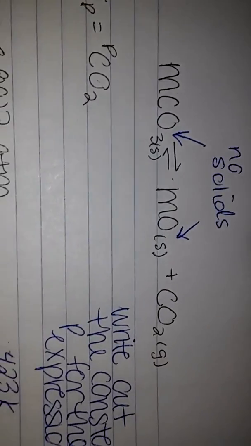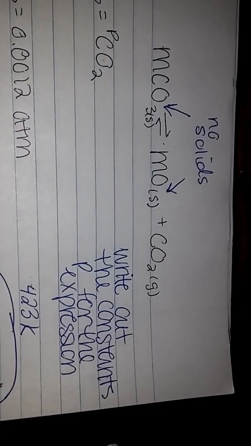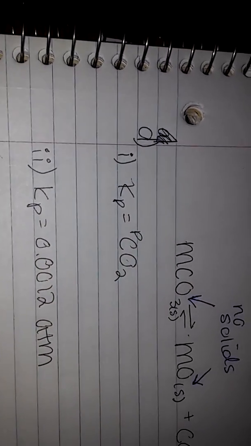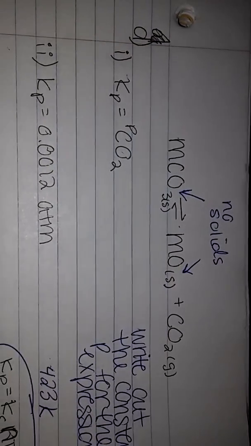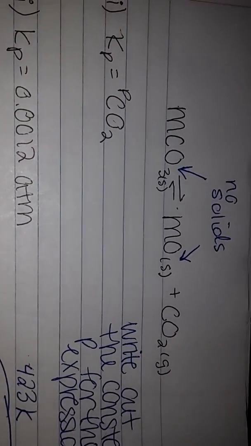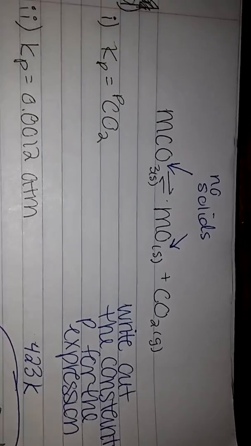For the last part, we are given the expression MCO3 solid makes MO solid plus CO2 gas. And in an equilibrium expression, we cannot use solids. So the only one that we will really be working with is the CO2 gas. For part 1, we will write the expression for the partial pressure constant, and we will have PCO2. Also, because, as I said before, MCO3 and MO are solids, and we cannot have solids in the equilibrium expression.